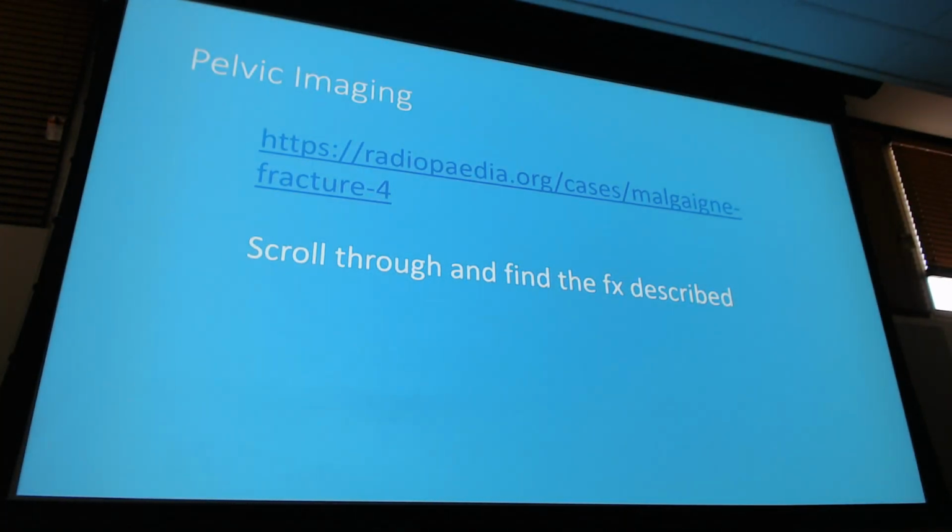Here's a good link for some pelvic imaging where you can actually scroll through and find the fracture. Has anybody tried to use Radiopaedia for CTs or MRIs yet? It's really cool because you can scroll through and look at the whole study, so it gives you a true representation of what a CT or an MRI looks like. You can do that here with the pelvis and that one as well. And so you can find those abnormalities and see all the slices.